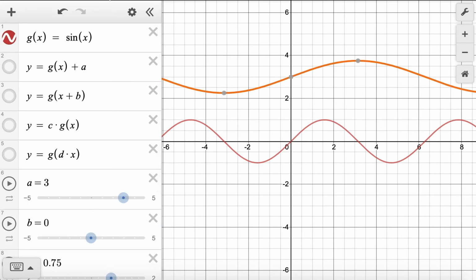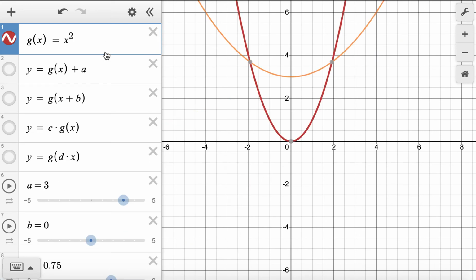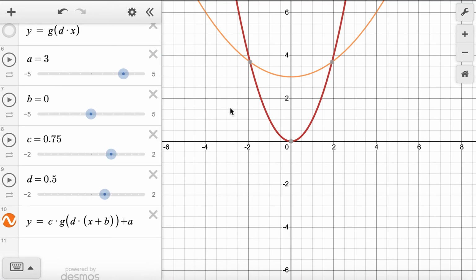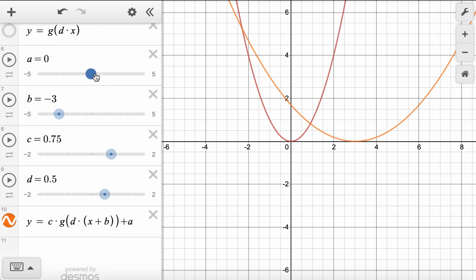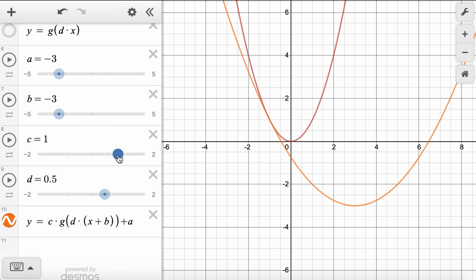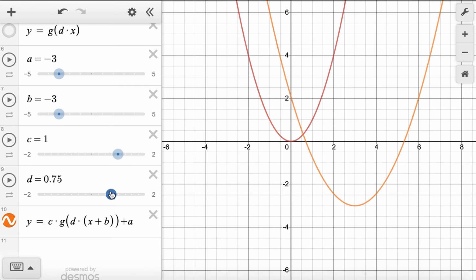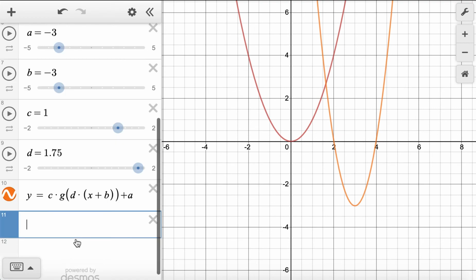Another strong example of this is when we have a quadratic. And when we look at the combined effects of these transformations, we can basically move our function anywhere that we want and get any equation. So here's a totally different parabola from the one that we started with. Let's see what this equation would look like.